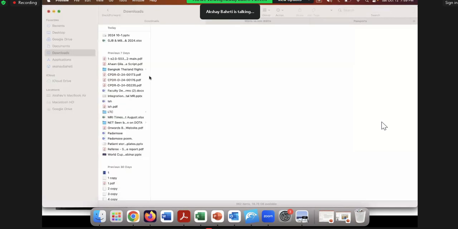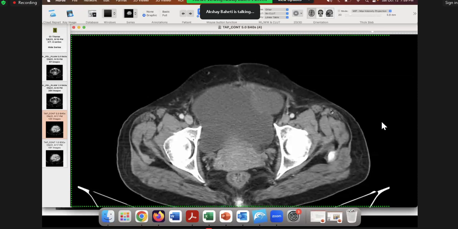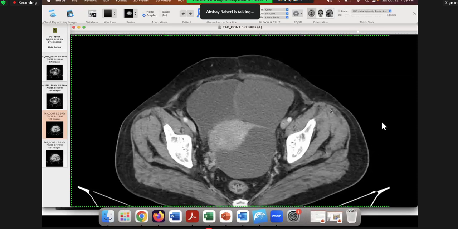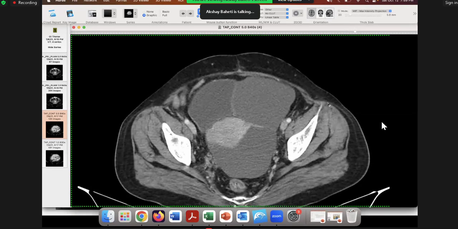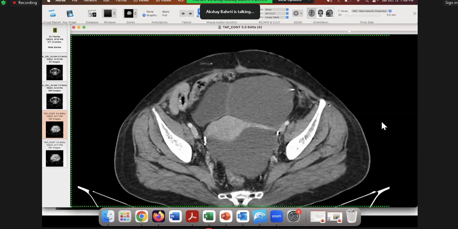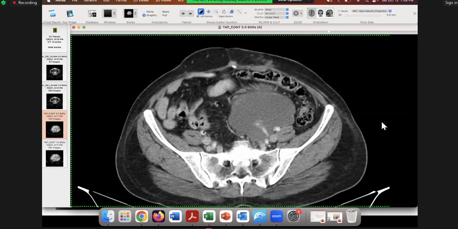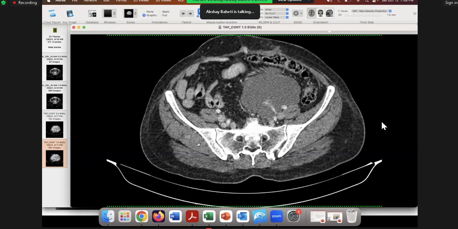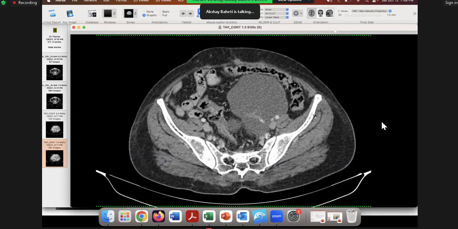Adnexal mass. Could it be Krukenberg? Or could it be some other primary? We know that HNPCC patients can have both colon and ovarian masses, right? So now here is the scan, and let me actually open the things for you. Okay, so this is what the outside report said. Then the patient came to us, and this is what we see.